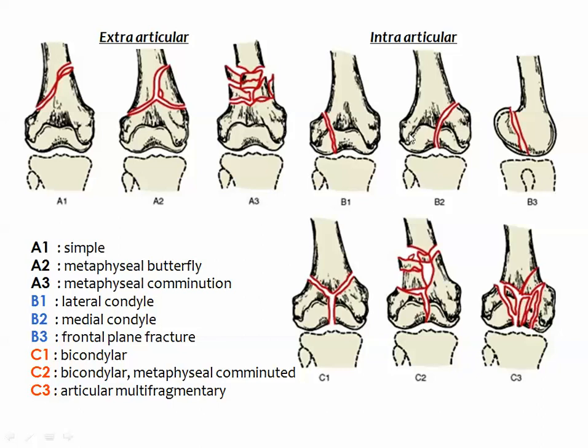And this is an intra-articular fracture reaching the articular surface of the femur. And if it involves the lateral condyle, this is type B1. Affecting the medial condyle, this is type B2. And affecting the frontal blade, this is type B3.